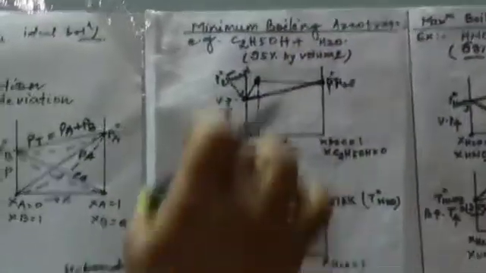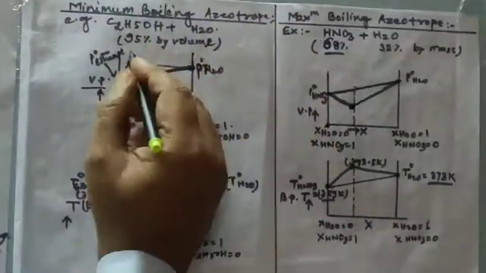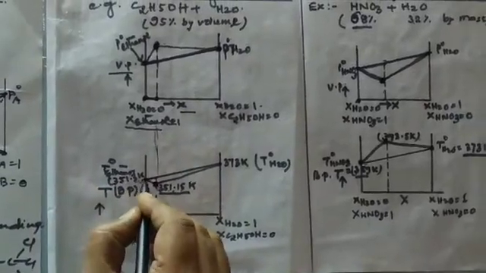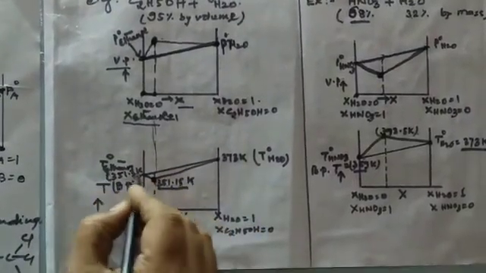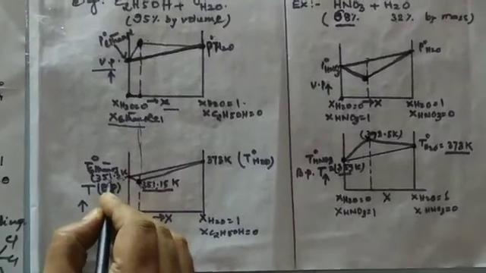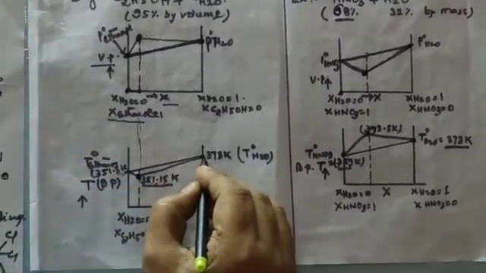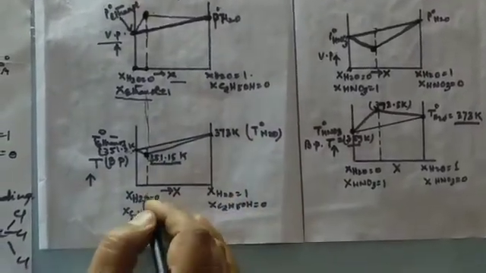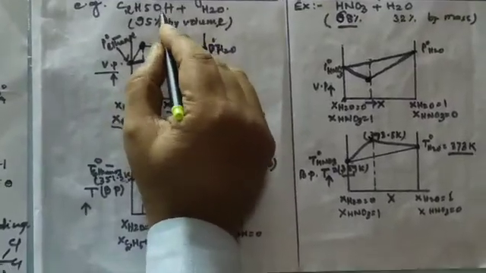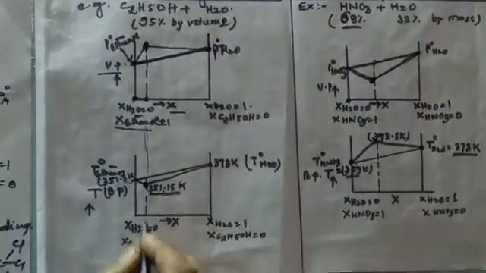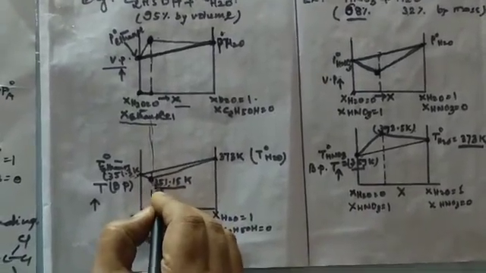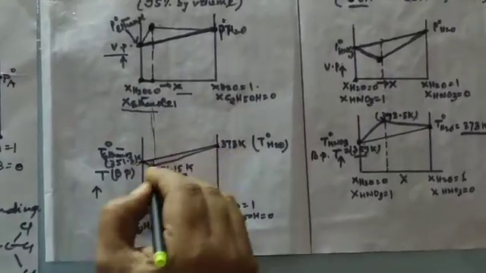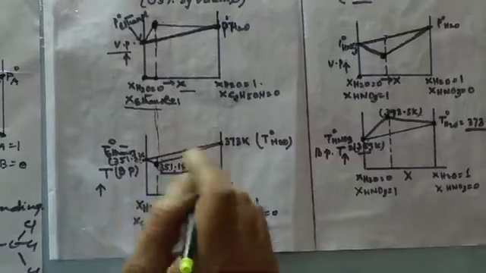And in the case of the minimum boiling azeotrope, the vapor pressure is higher, so the boiling point gets lower. We can see here clearly that the boiling point of pure ethanol is 351.3, the boiling point of pure water is 373, but the boiling point of a solution formed by mixing 95% ethanol and 5% water by volume becomes 351.15, which is below the boiling point of each component. So it is called a minimum boiling azeotrope.